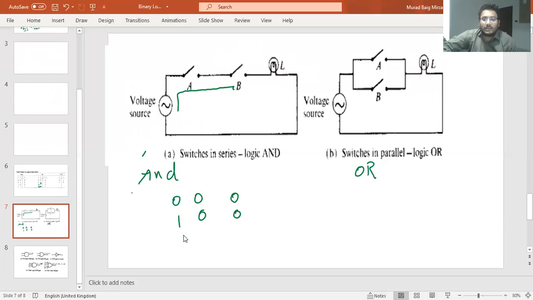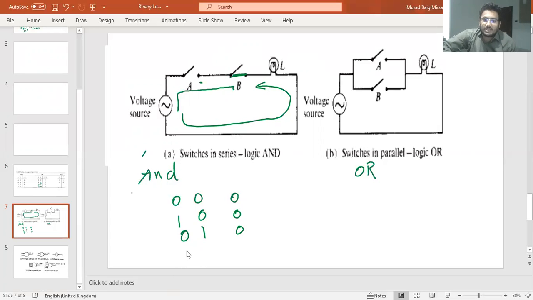If B is equal to 1, now let's say current flows from here, the bulb will not light up till the circuit is complete. As B is closed, in this case, we are assuming B is 1. The current will come from here, pass through B and stop here because A is open. If we write it in binary, A is 0, B is 1, our output will be 0 because our bulb is not lighting up due to the incomplete circuit.